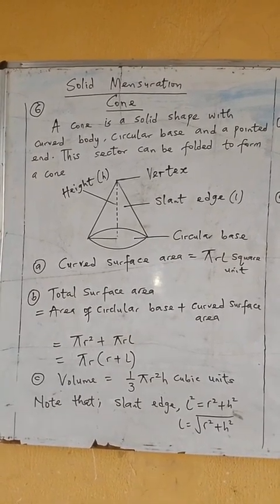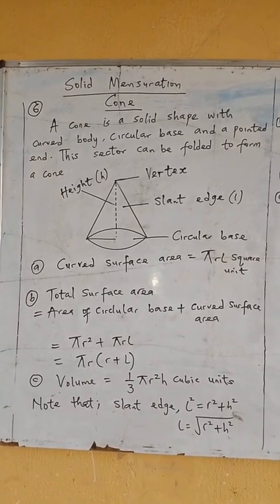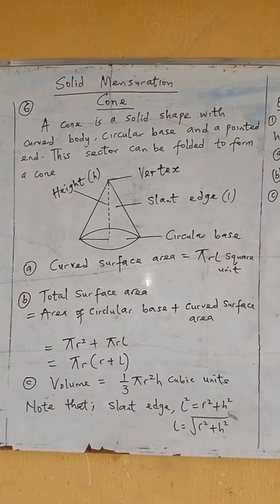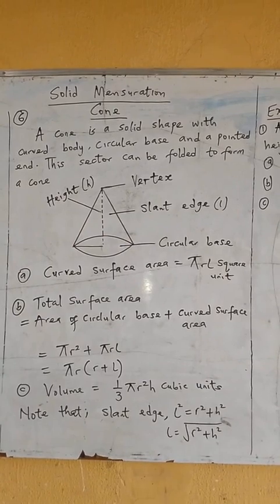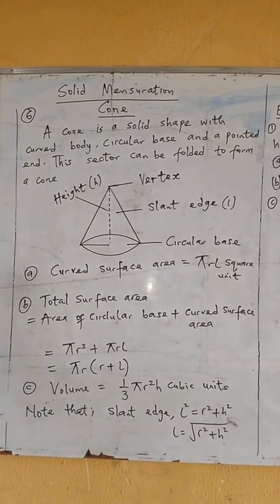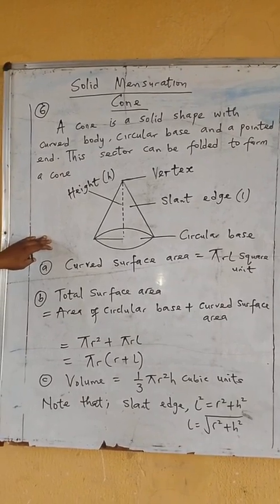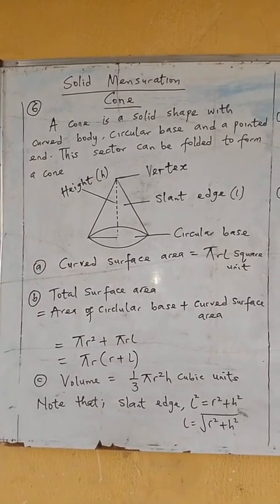A cone is a solid shape with a curved body, a circular base, and a pointed end. This sector can be folded to form a cone, and this is how a cone looks like. At the end of this video, make sure that you don't log out. Watch all the pictures that will be displayed on your screen.